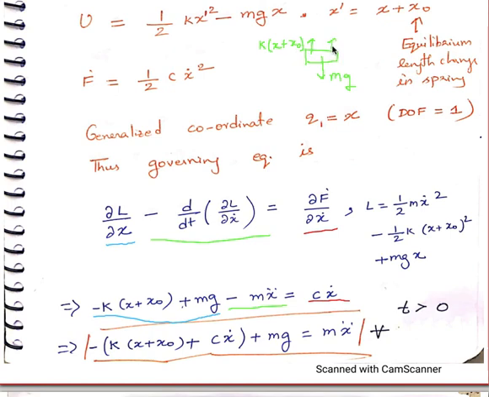What is the force exerted by the damper? c into x dot. And so what is the net force in the downward direction? It will be mg minus k (x plus x naught) minus c x dot. So this is the net force. What will the net force be equal to? Inertia: the rate of change of linear momentum. Linear momentum in this case is m x dot, and its rate of change is m x double dot. So you can very easily use the force balance in this particular problem and see that the governing equation has been obtained correctly. Any questions, any doubts until here? No. Okay. All right. Let's continue.